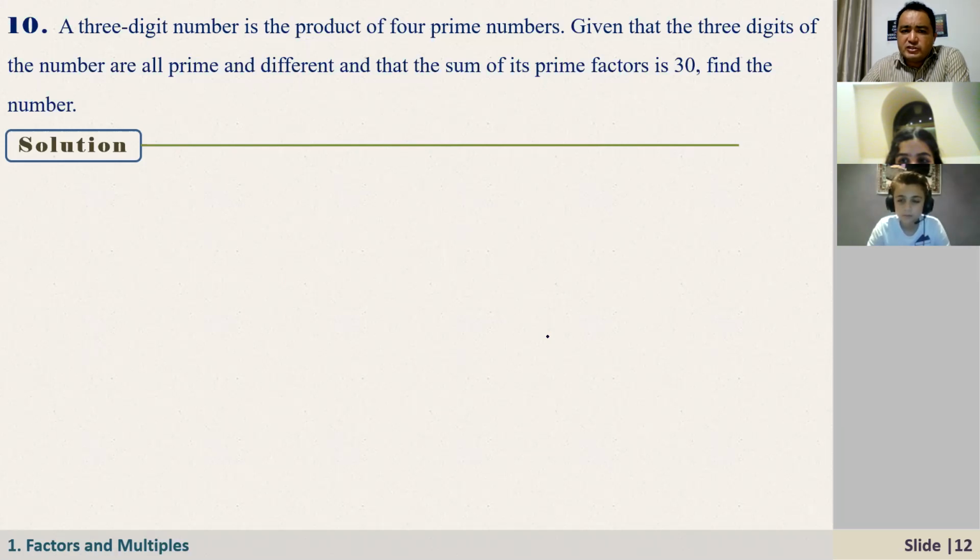So here, a three-digit number is the product of four prime numbers. We are talking about a three-digit number. What are the three-digit numbers? Any number between 100 and 1000, and 1000 is not included. So let's say between 100 and 999. All of these numbers are three-digit numbers. Three-digit number means a number which has three digits. It says that a three-digit number is the product of four prime numbers, given that the three digits of the number are all prime and different, and the sum of its prime factors is 30. Find the number.